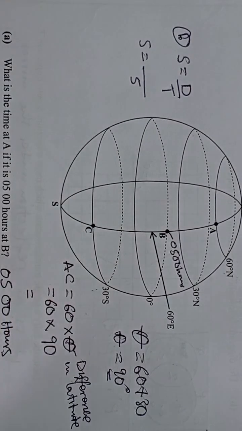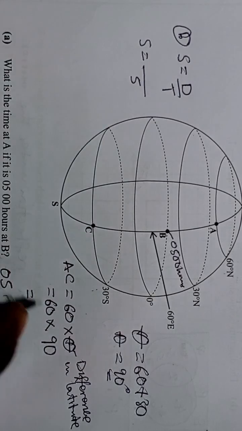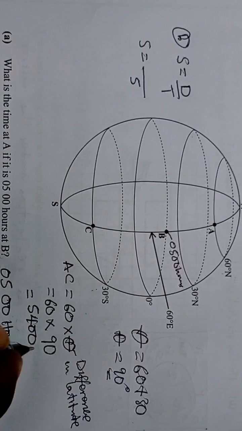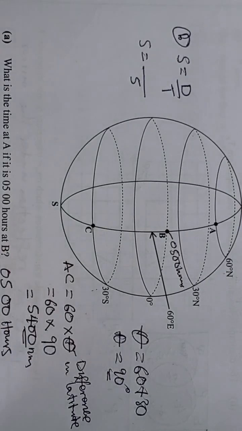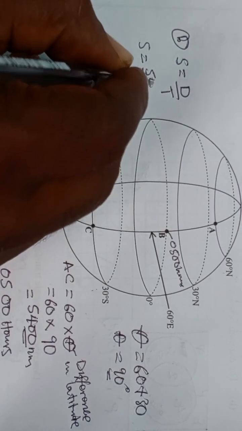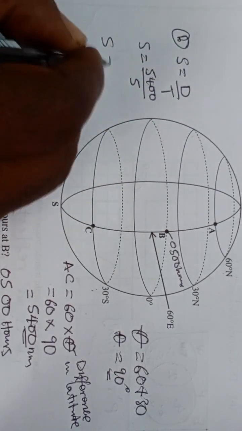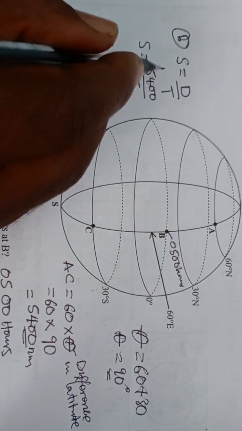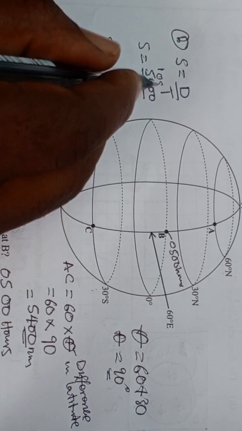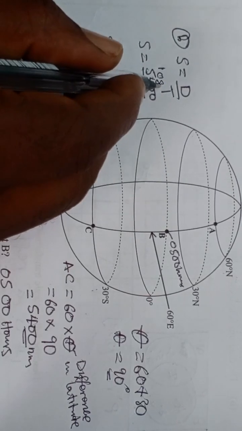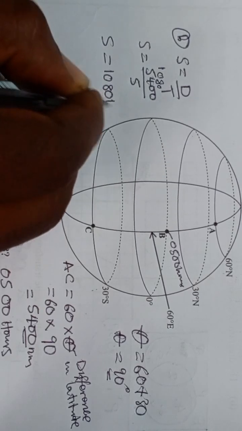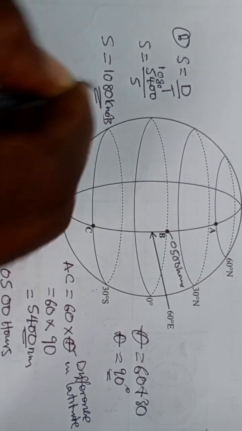So AC is 60 times 90, which is 5,400 nautical miles. So that is our distance. So our distance is 5,400. So there, 5 into 5 it's 1, 5 into 4 it is 0, 5 into 40 it is 8, 5 into 0 it is 0. So we have 1,080 knots.